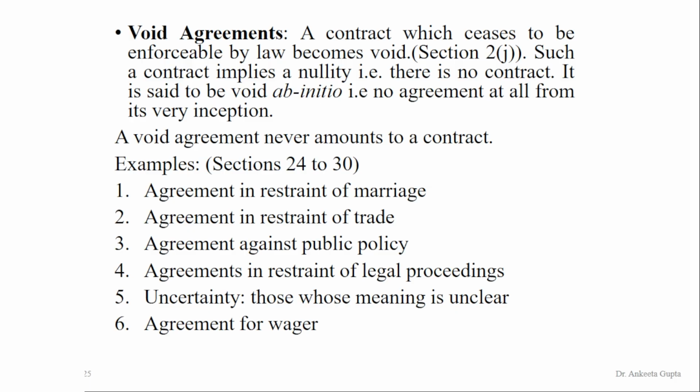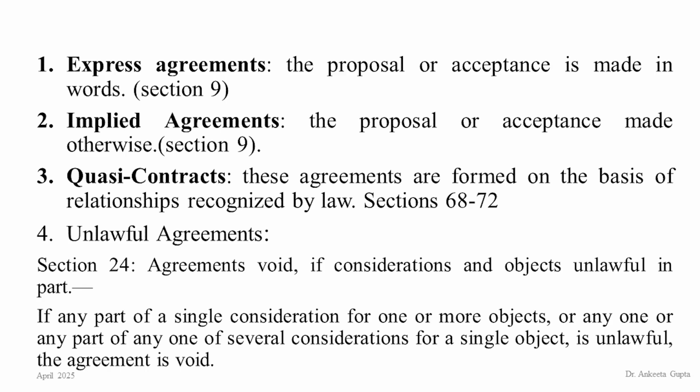I will be explaining these terms in future classes. Then we look at what are express agreements. A proposal, an express agreement as per Section 9 is where everything has been written down in express words, communicated to both the parties in express words, and therefore it's an express agreement. Implied agreements, where actions have been taken in order to indicate that I accept your agreement.